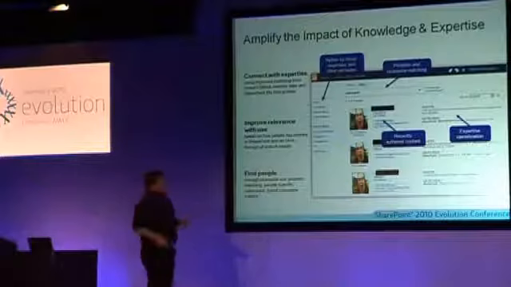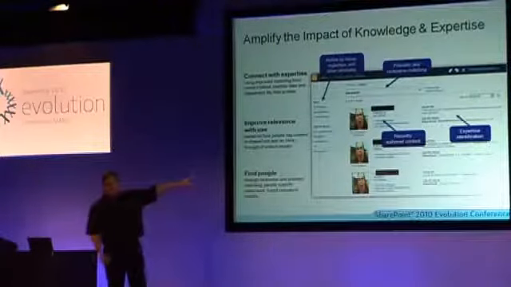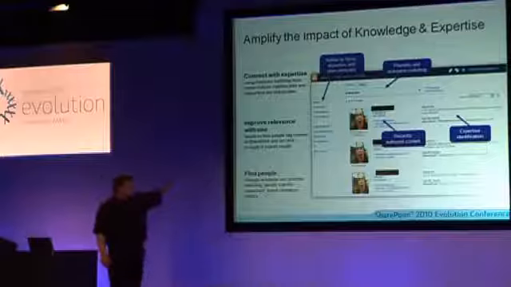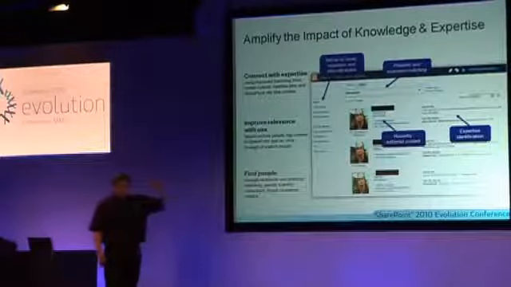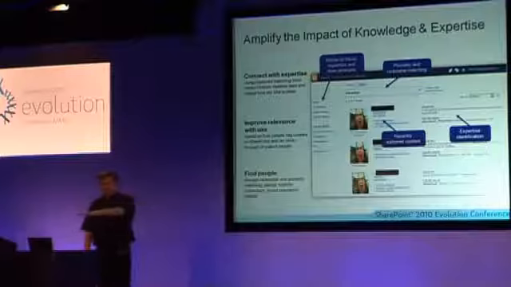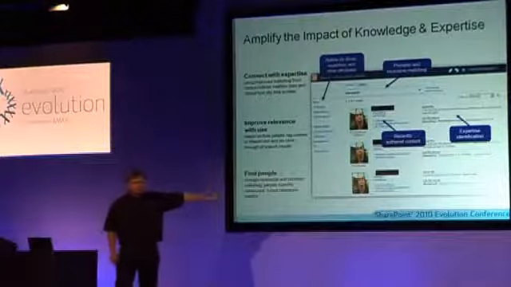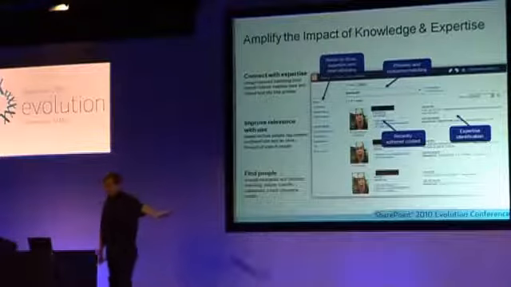I blank the names out because these are real people, although that's not their photographs. So the whole concept of improving relevancy and finding people is really where SharePoint wins. I mean, we'll mention Fast later. Fast can't do this. Okay, Fast is not good at this type of thing.